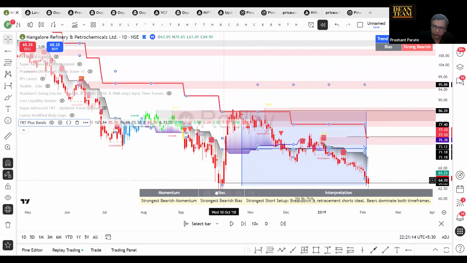If you buy here, what will happen? You will exit below this. When the prices are falling, you will just exit when price goes below this, and then prices are likely to reverse. So have you understood the concept of bar replay? Any questions in this?